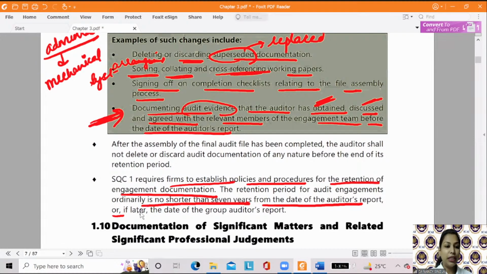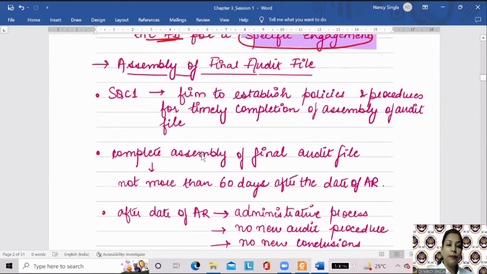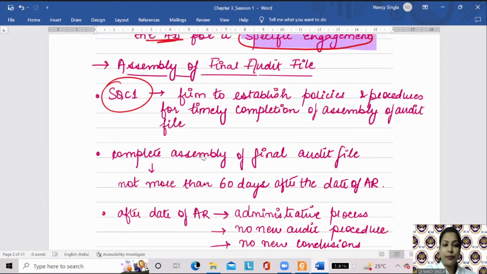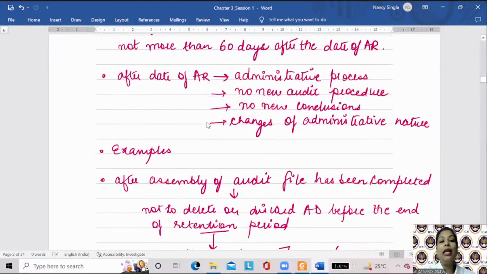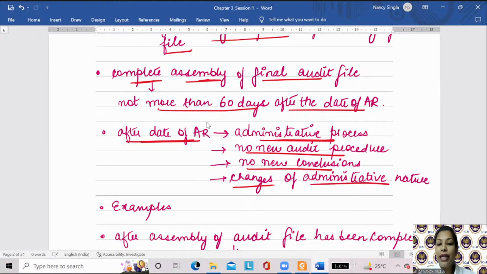Clear? Let me just take you through the notes, because many of you are saying, ma'am, please show us the notes. So see, SQC 1 first of all says the firm must establish policies and procedures for timely completion of assembly of the audit file, and also for retention of the audit file. To complete the assembly of the final audit file, the time period given is not more than 60 days after the date of audit report. And after the date of audit report, only administrative kind of work can be done. No new audit procedures can be done, no new conclusions. Changes of only administrative nature.